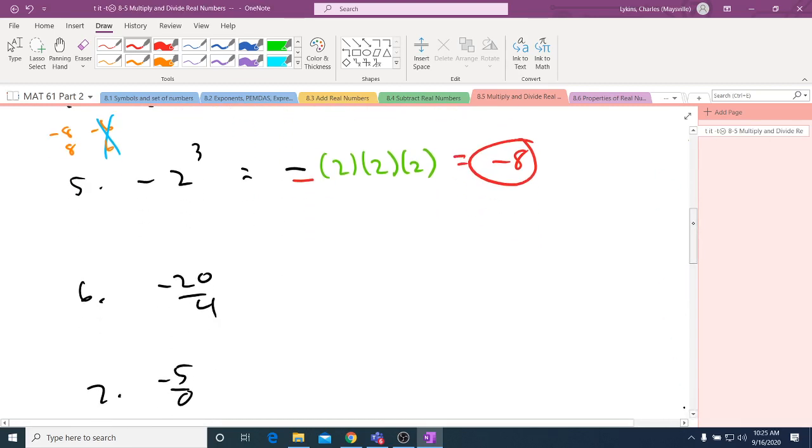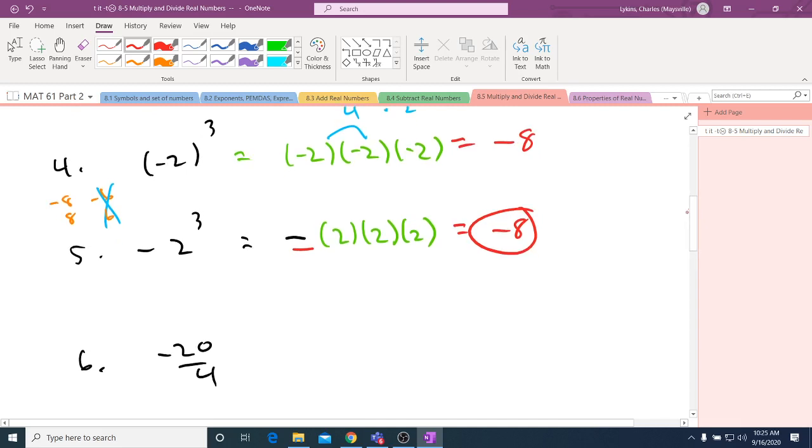Okay, now division, same rules apply. If you've got an even number of negative signs, it's positive. If you've got an odd number, it's negative. So in this case, I only see one negative sign. So my answer is negative. So 4 goes into 20 5 times. So that's why it's negative 5.